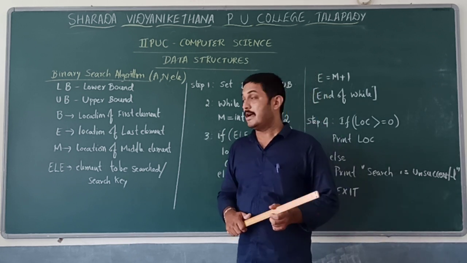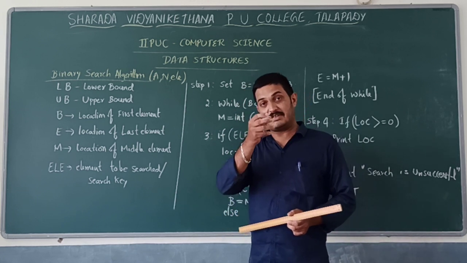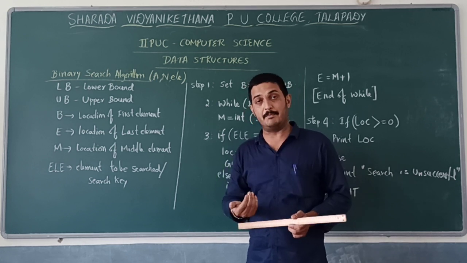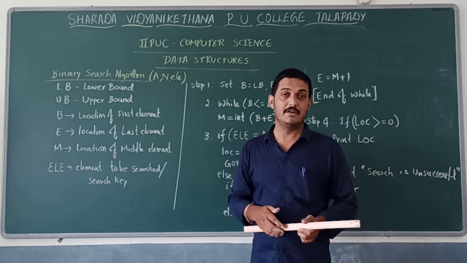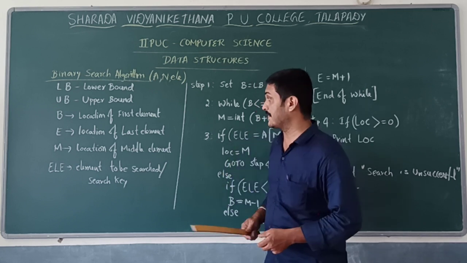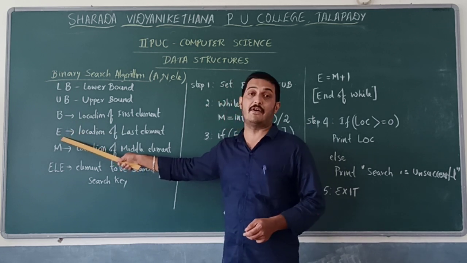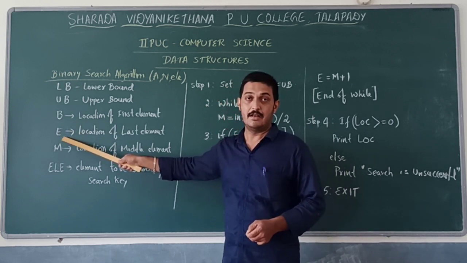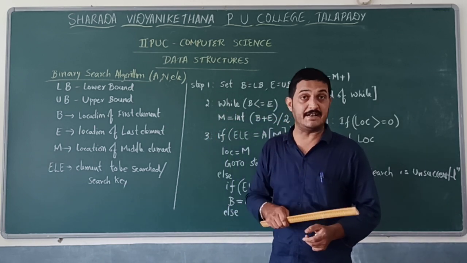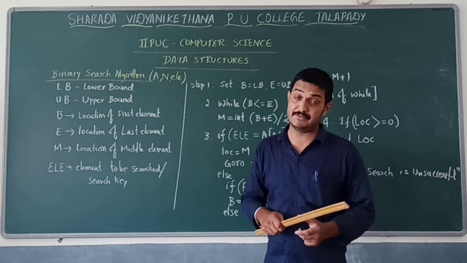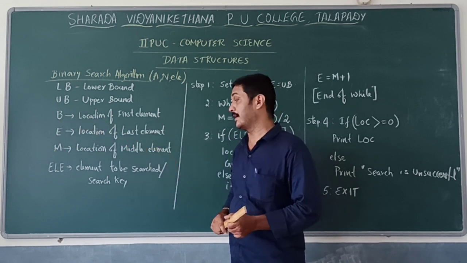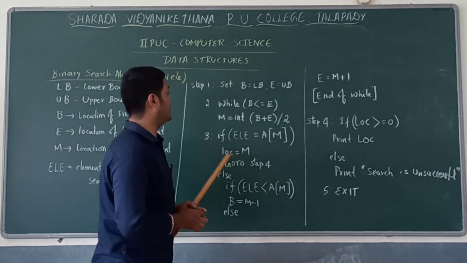After comparing the search key with the center element, if the search key is less than the center element, then searching involves the first half. So how to make that particular list in the first half? Just specify end equal to mid minus 1. If the search key is greater than the center element, then searching involves the second half, and B equal to mid plus 1. In that way we have to specify.